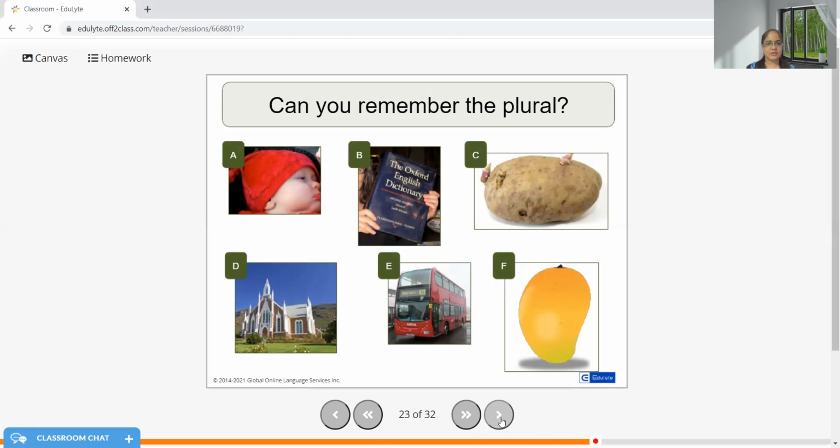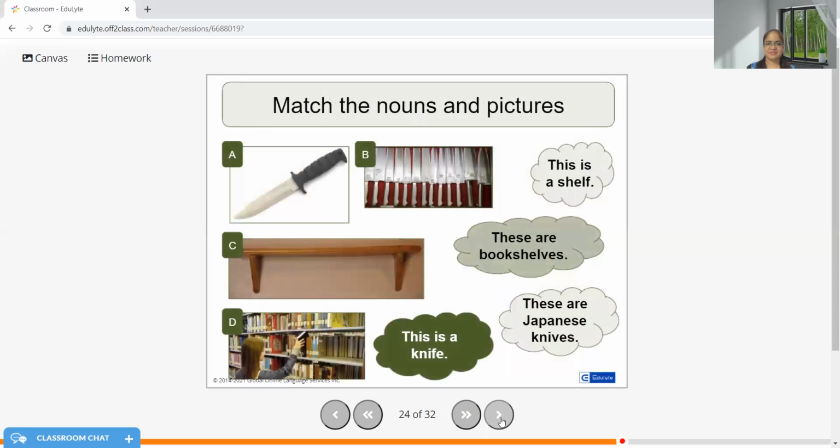So let's talk about the plural forms of these nouns too. Babies, dictionaries, potatoes, churches, buses, mangoes. Let's match the nouns and the pictures together. The first picture, this is a knife. Second, these are Japanese knives. Third, this is a shelf. I'm talking about one shelf. And the last picture, these are bookshelves because it is more than one.